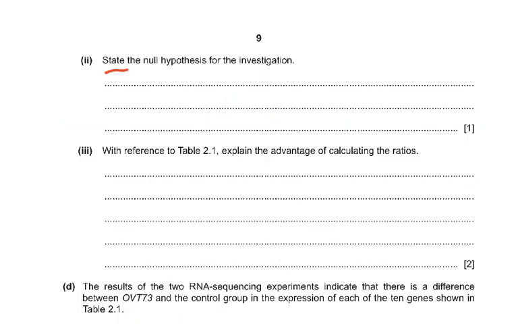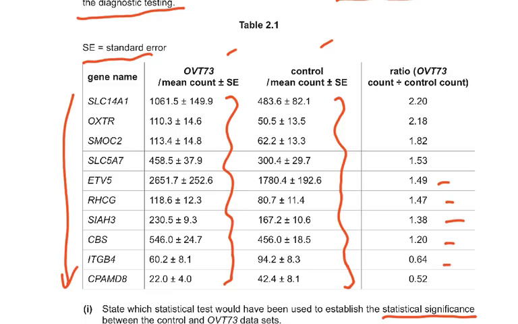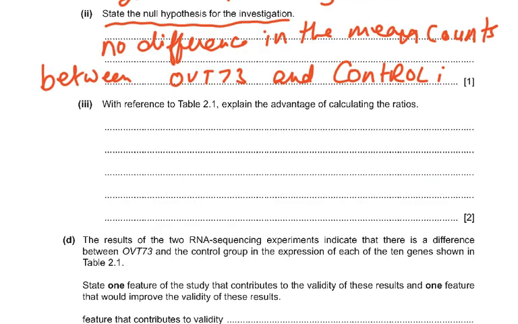Now it says: state the null hypothesis in this investigation. This is for 1 mark, and nobody should really lose this mark because it's something we all know. Null hypothesis means when you negate the hypothesis. So there is no difference in the mean counts between the OVT73 and the control, because that is what we were comparing in the previous table. We were comparing the OVT73 mean count and the control mean count. So the null hypothesis is always you negate it: there is no difference in the mean count between OVT73 and the control.